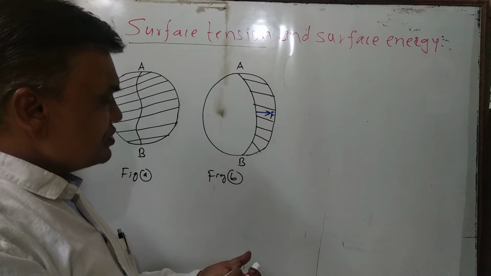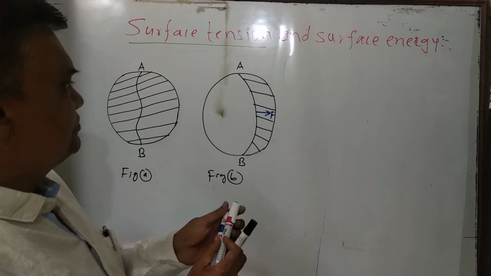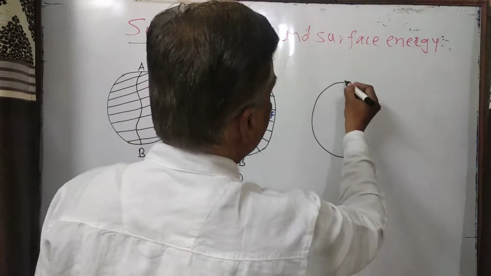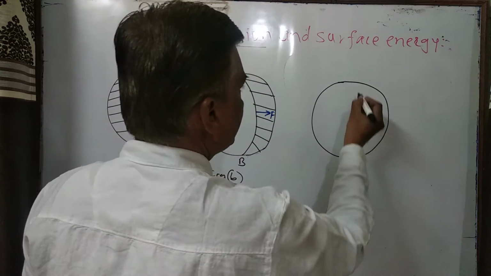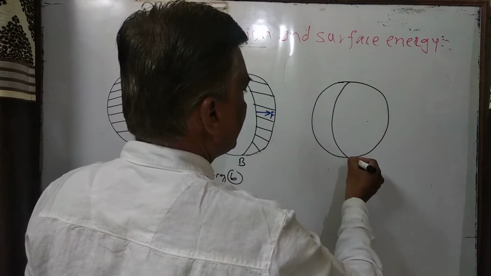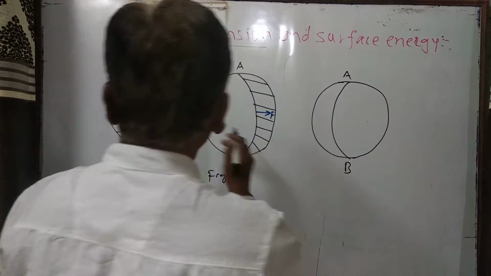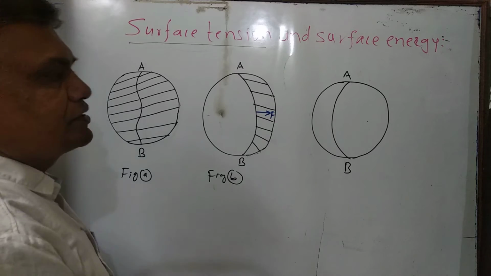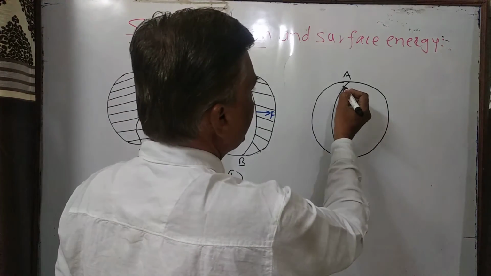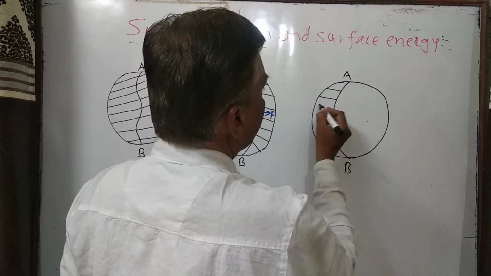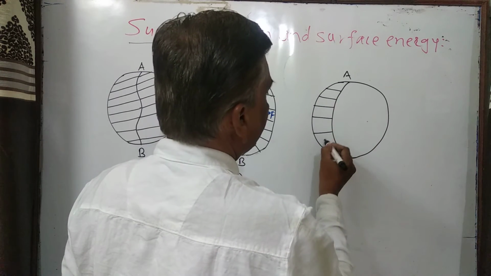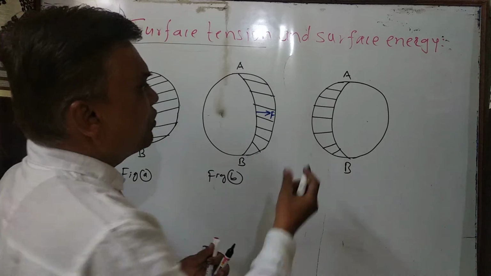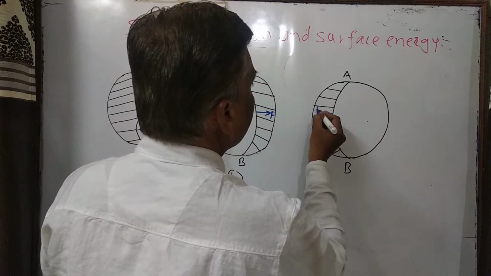Now, in the third figure, we again break the soap film, this time along the right side. Then again the thread takes a shape like this, meaning it becomes curved. And a force F acts on the thread along this direction.